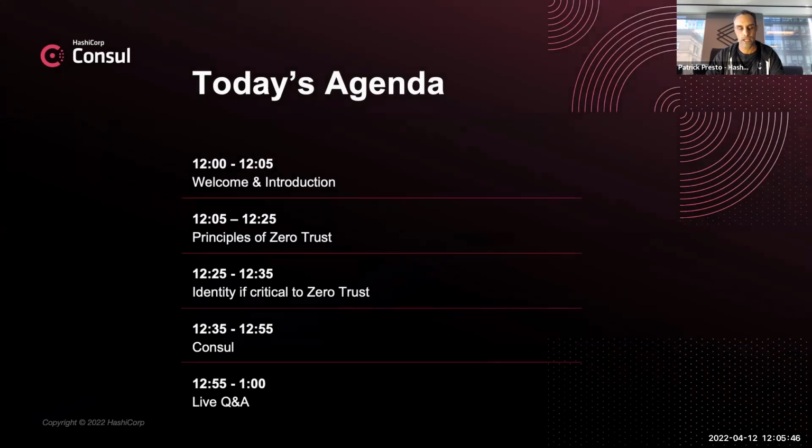This is a quick agenda where we're going to first start out on why it's important, level set there, and then we're going to move into what we see as some of the principles of zero trust, because this can mean a lot of different things to a lot of different teams. We're going to double down on identity. Identity is pretty critical to understanding how you can be successful with the zero trust model outside of HashiCorp, just as a top level concept. And then we're going to start diving into Consul.